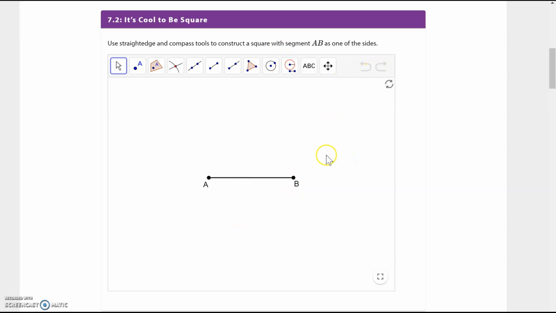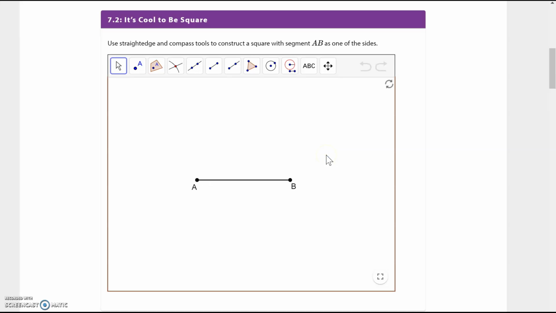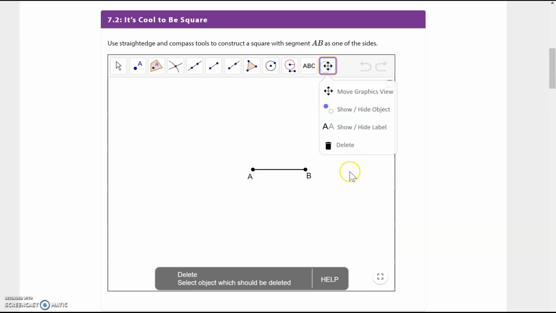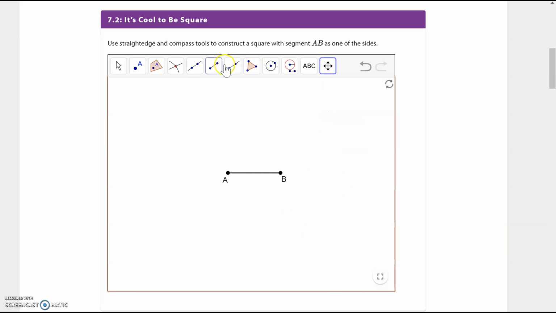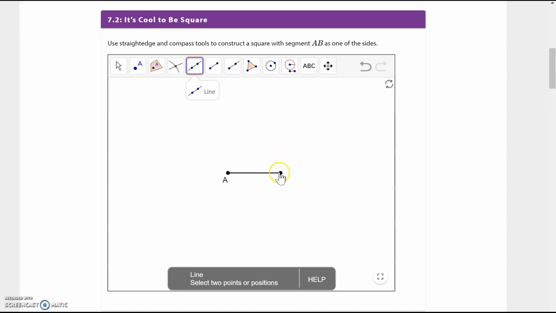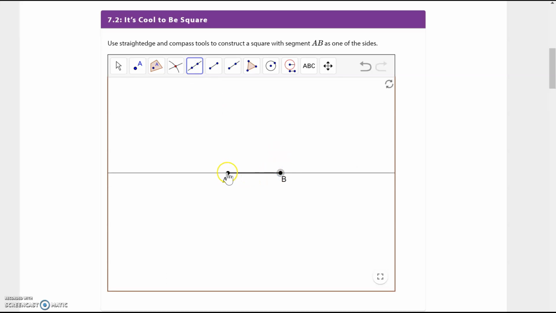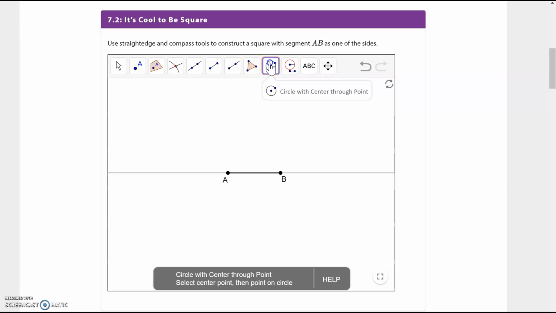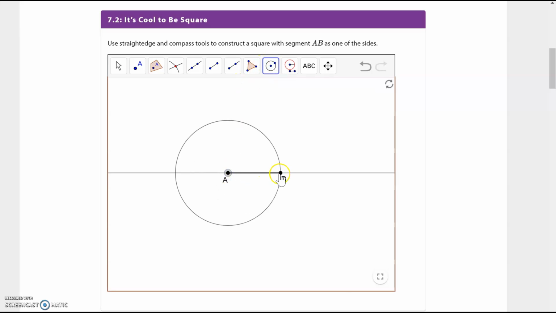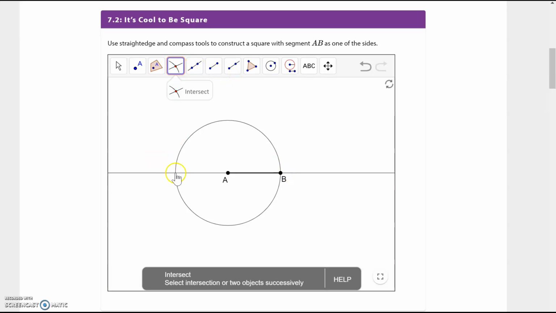So to do that, I'm going to scroll a little bit here to make this a little bit smaller. And the first thing I'm going to do is extend segment AB to make it a line. Perfect. Now, I simply want to draw a line perpendicular to AB that intersects at one of the vertices. So to do that, remember, we want to make sure that we have a segment here that we can draw the perpendicular bisector of.